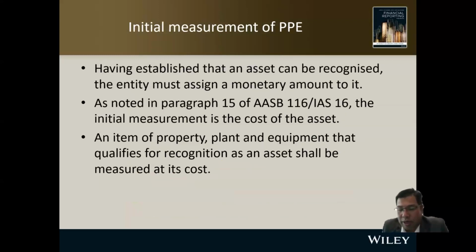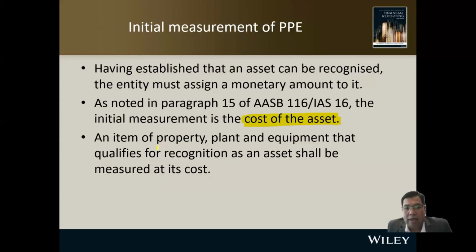So how to measure the PPE? Okay. Having established that an asset can be recognized, we must assign a certain amount of money to that asset. Under para 15, AASB 116 or IAS 16, it says that the initial measurement is based on the cost of the asset. What is meant by the cost of assets? I'm going to explain soon.